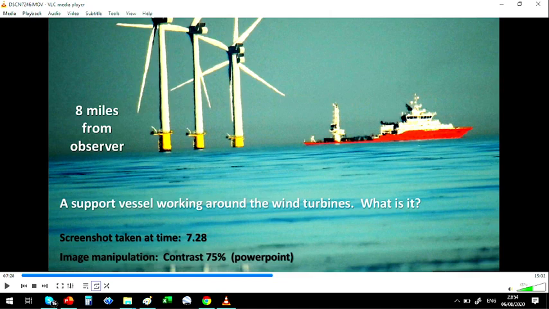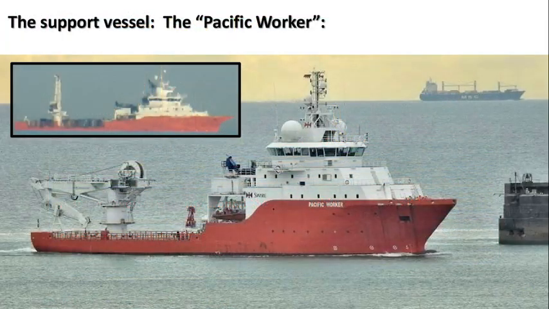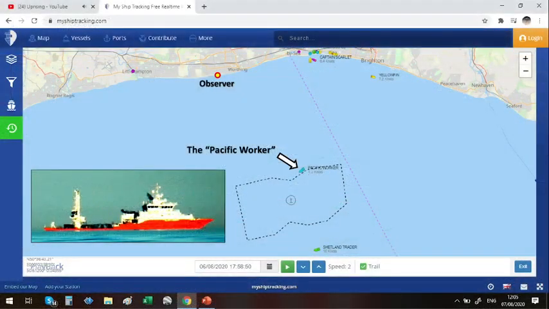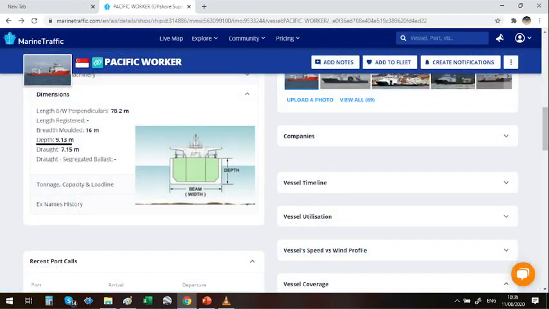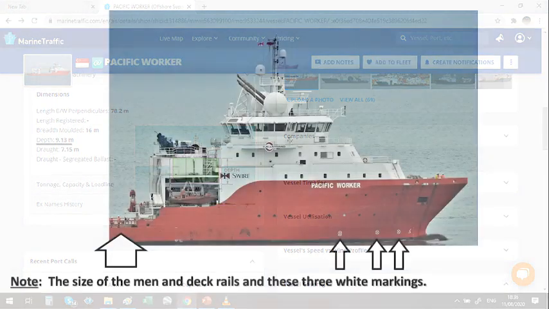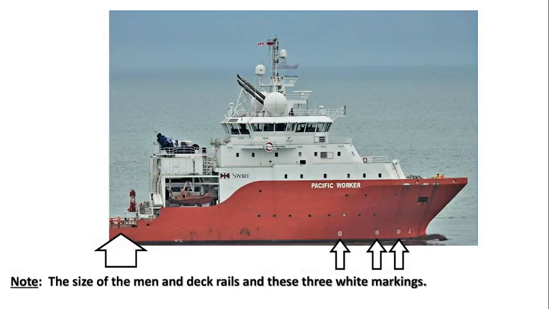Screenshot taken at time 728, image manipulation contrast 75%. Wind turbines 8 miles from observer. The support vessel, the Pacific Worker. The Pacific Worker on myshiptracking.com. The Pacific Worker dimensions. Note the depth is 9.13 meters. Note the size of the men and deck rails and these 3 white markings.